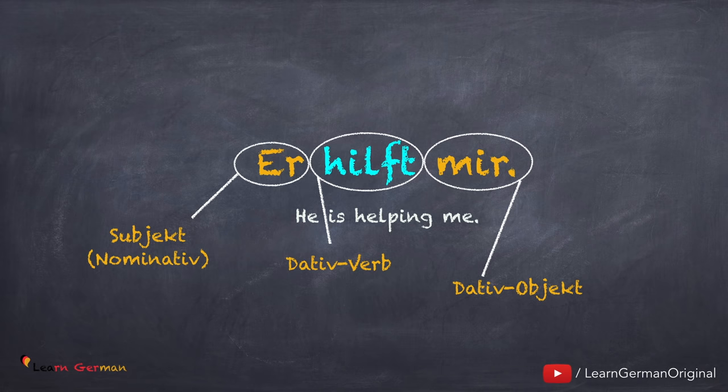These are verbs that take only the nominative subject and the dative object. And in these cases, the accusative object is absent. They are known as Verben mit Dativ. There are some verbs in German that take only the dative object. We'll be doing a few of them, the most important ones which are used in day-to-day language. So, let's begin with the first one.